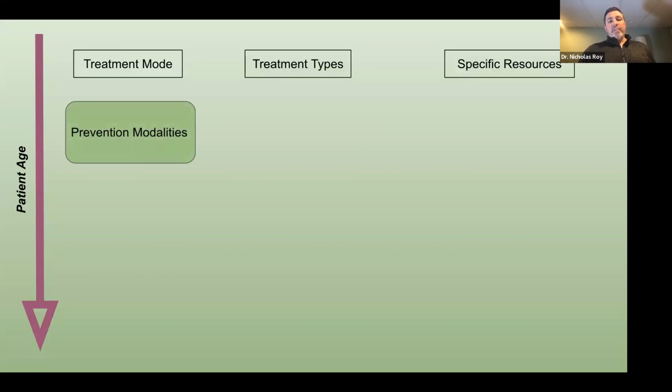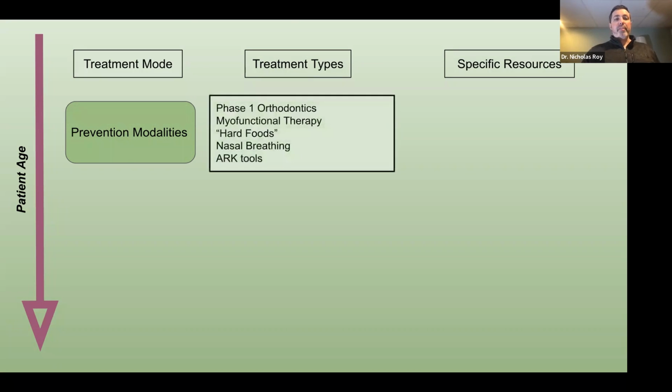At a young age, we have the opportunity to develop the airway so that it becomes a competent airway in adulthood. So we're going to call that prevention modalities. What are the things that we can do for the newborn all the way up to maybe 10 years old in order to not treat the airway, but prevent the airway from ever having a problem in the first place? Well, we have some tools that we can employ.